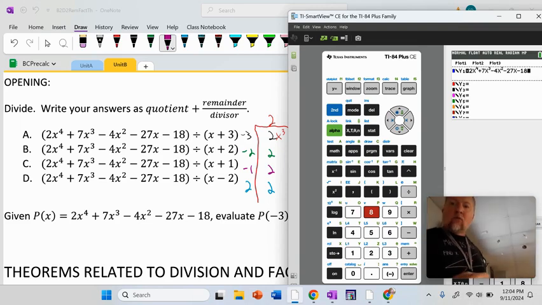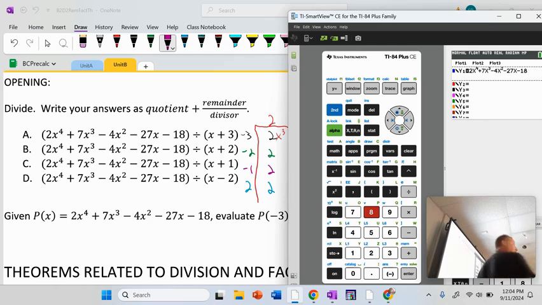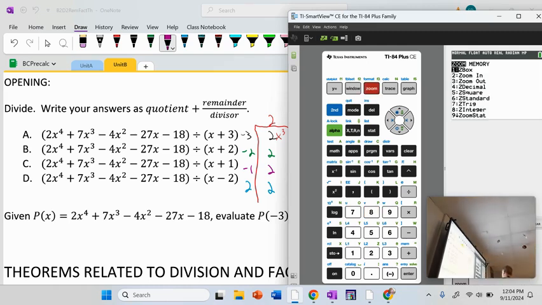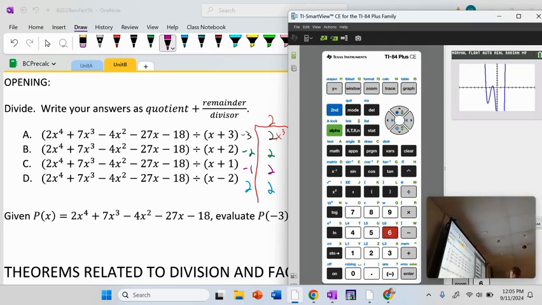So all I did is type in y1. I'm double checking that I didn't make any mistakes in that polynomial. And then I'm going to hit zoom standard, even though when I deleted my memory, we already had it. It would be from -10 to 10 on both the x and y axis.